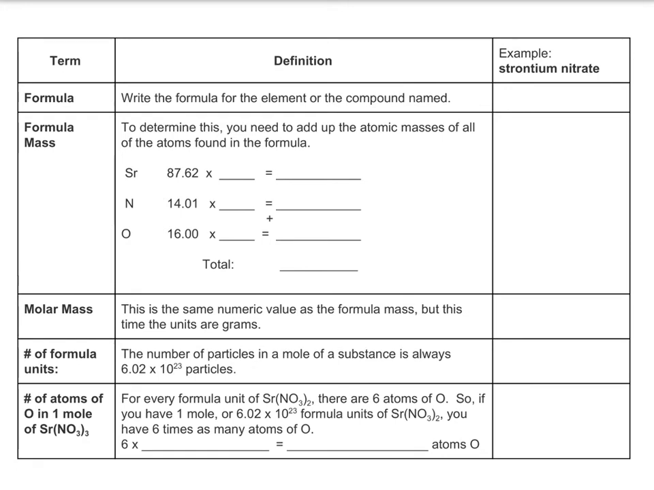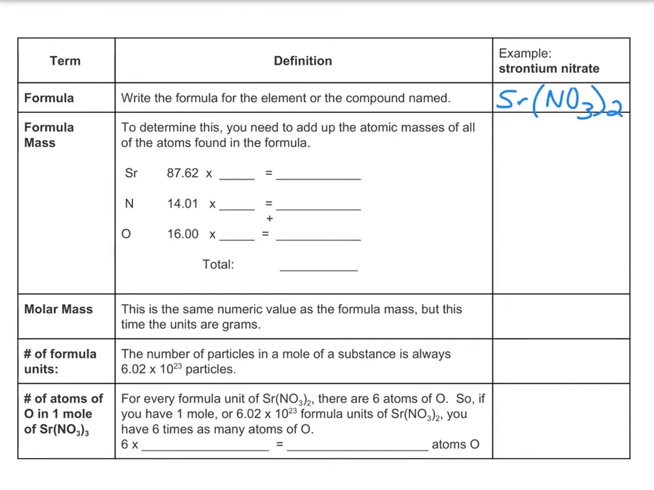In this next example, we're dealing with a formula. Write the formula for the element or compound named. In this case, it's strontium nitrate, so we'll write the formula as Sr(NO3)2, with the nitrate in parentheses taken twice.